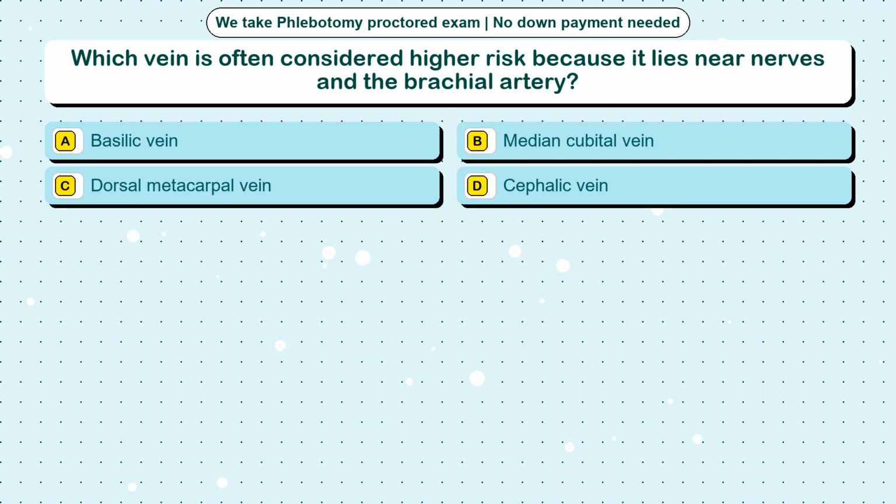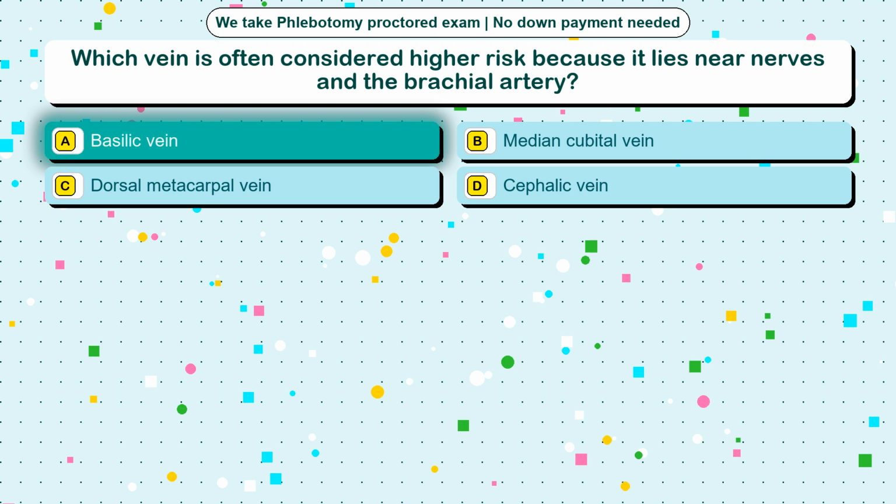Question 7. Which vein is often considered higher risk because it lies near nerves than the brachial artery? Option A. Basilic vein. Option B. Median cubital vein. Option C. Dorsal metacarpal vein. Option D. Cephalic vein. The correct answer is option A.